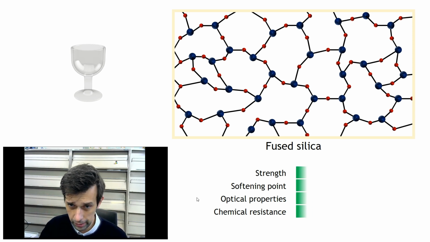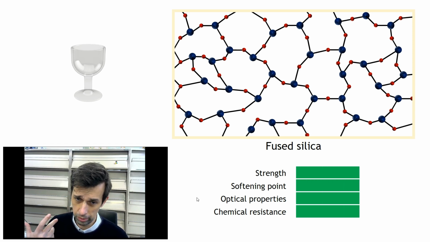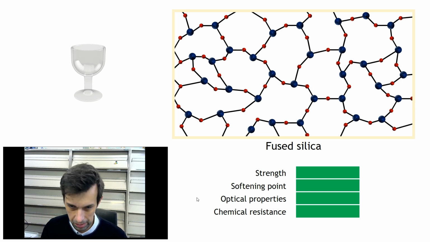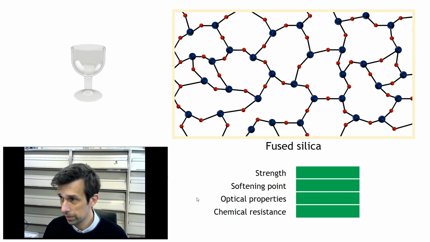If we look at fused silica, the fused silica we usually produce is a high strength material with a very high softening point, great optical properties for transparency, for example, not from the refraction index point of view, but we will discuss that later. And it's very, very chemically resistant. That's why we use it to contain aggressive substances. We use it in high temperature applications, windows for ovens, and things like this. It has a high melting point and a low thermal expansion, so it's ideal for high temperature applications.